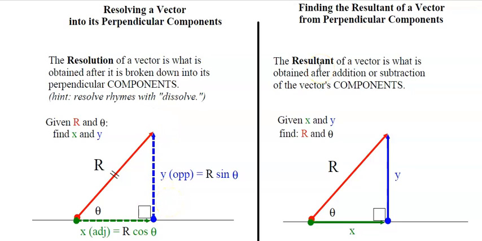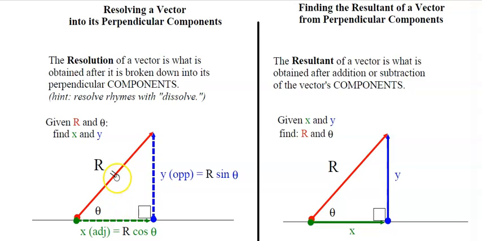As you see here on the right, the resultant vector is what is obtained after addition or subtraction of a vector's components. So if I have the green vector and I have the blue vector and I put them here at 90 degrees to each other, I create a hypotenuse out of the two of these vectors. The green plus the blue makes the red. Whereas when I resolve a vector, resolve rhymes with dissolve, I break it down and I cross two little slashes through it to let you know that we're going to turn it into the leg and height of the triangle that makes a right triangle.